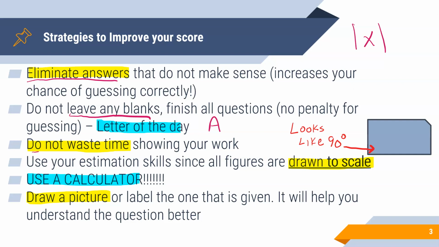Also, remember, don't waste time showing your work. This is not a math class. All the ACT people care about is that you have the correct bubble marked. Also, use your estimation skills. All the figures are drawn to scale. If you look at this picture to the right, this angle here looks like it's 90 degrees, and I'll show you on the next question how to check to see if it is. Use that to your advantage.